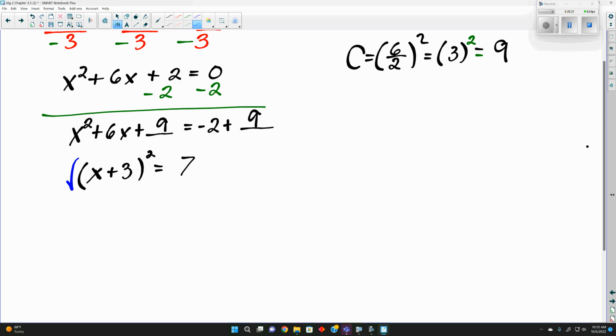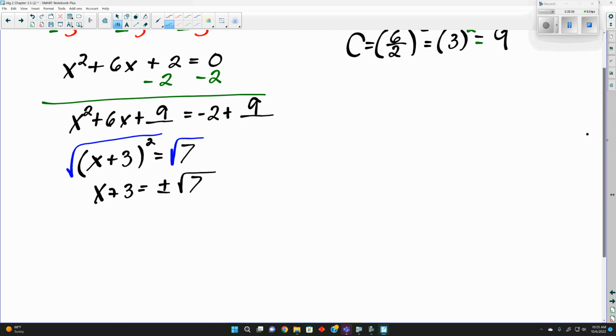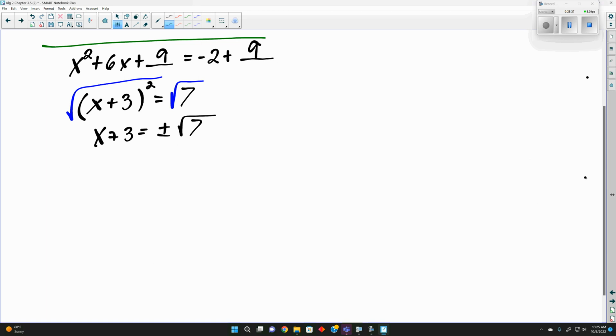Then we'd solve by square rooting both sides, which would tell us that we have x plus 3 equals plus or minus the square root of 7. Because 7 is a prime number, we can't take the square root of 7 without getting a decimal. That's what I was meaning to say. And last but not least, we can subtract 3, telling us x is equal to negative 3 plus or minus the square root of 7. And that's it. Questions on this here?